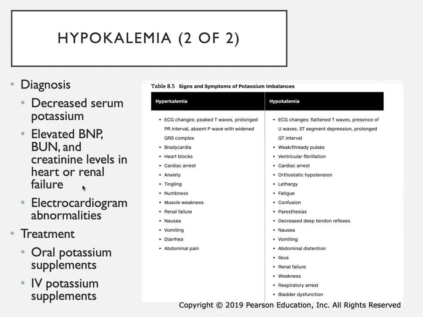Electrocardiogram abnormalities, again. So whether potassium is too low or too high, it's going to affect that electrical conductivity of those cardiac muscle cells, right? And basically lead to dysarrhythmias and other abnormalities, okay? So it's really, really dangerous to have an imbalance of potassium. Sorry, calcium I think is next. In terms of treatment, oral potassium supplements, also there are IV potassium supplements that can be given.